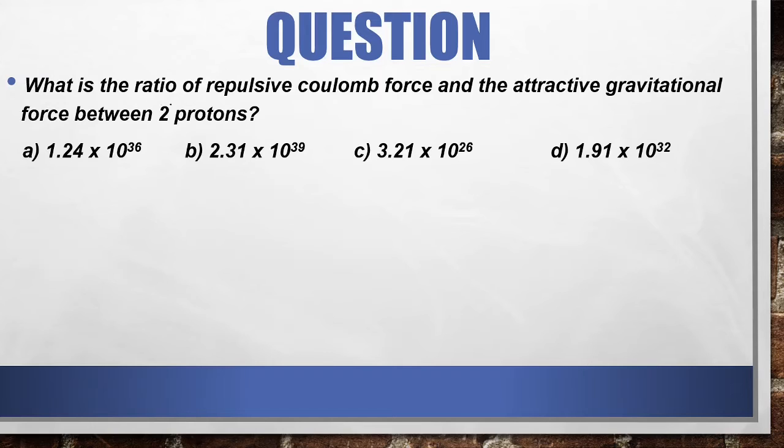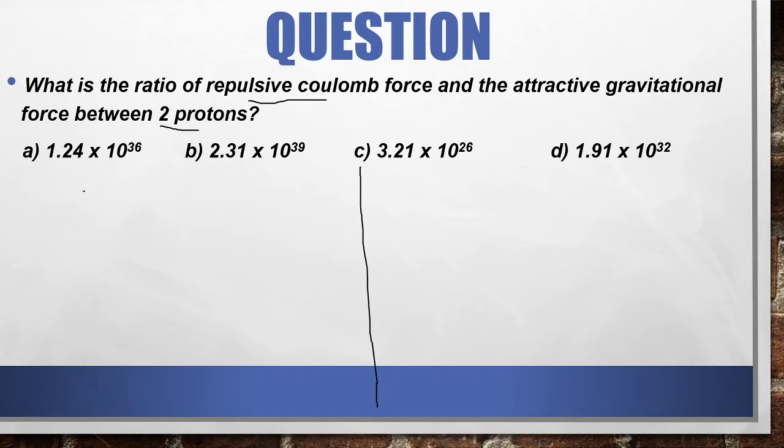The question is, what is the ratio of repulsive Coulomb force and attractive gravitational force between two protons? And options are given. So pause the video, try this question yourself, see if you are getting the answer, and after that check if it is correct or not. And if you are not getting how to solve this, don't worry, we can solve it together. They have given us two protons and we need to find the ratio of Coulomb's force and gravitational force.